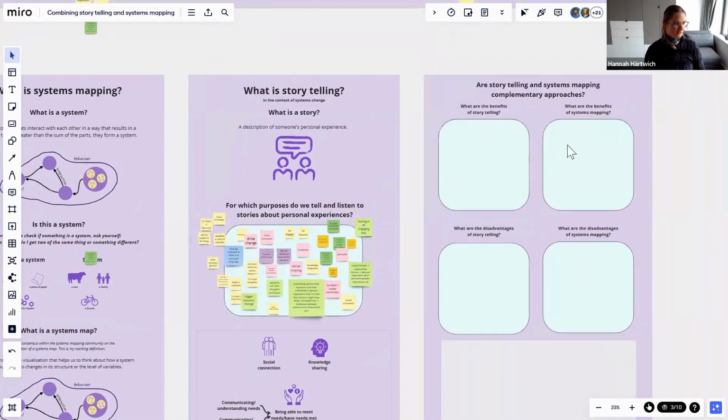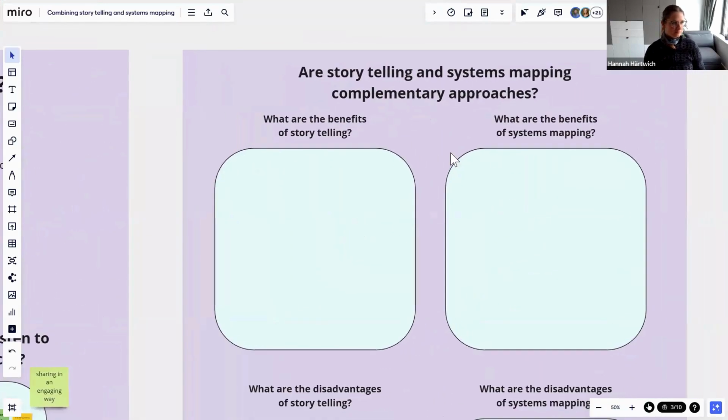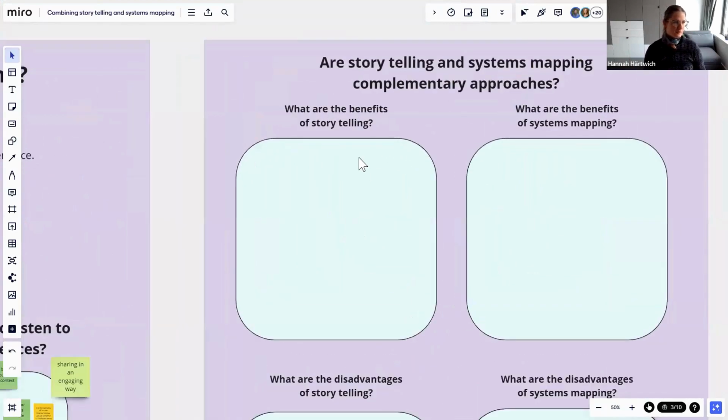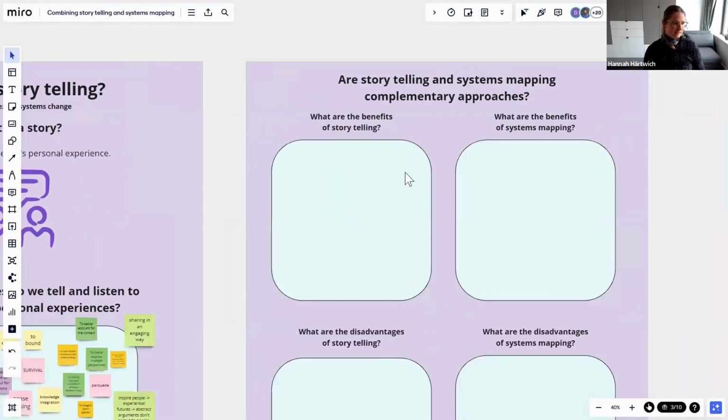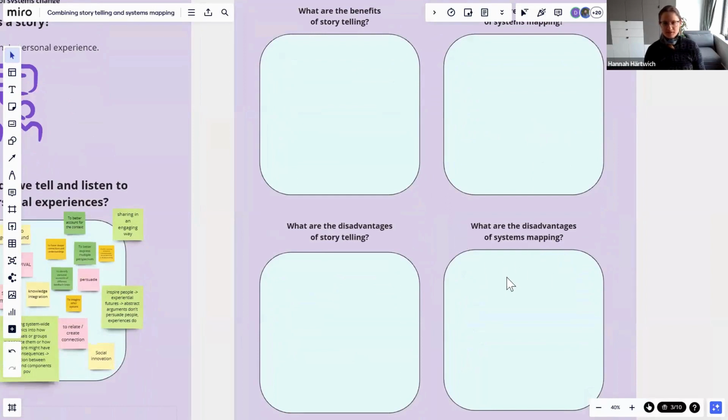And from there, we want to think about whether storytelling and systems mapping are actually complementary approaches. And in order to explore that, it helps to think about what are the benefits of storytelling, but also what are the disadvantages of storytelling? And to do the same for systems mapping, what do we think are the benefits of systems mapping, and what are the disadvantages? And then from there we can see whether some of the disadvantages of one method are maybe balanced out by the other one.